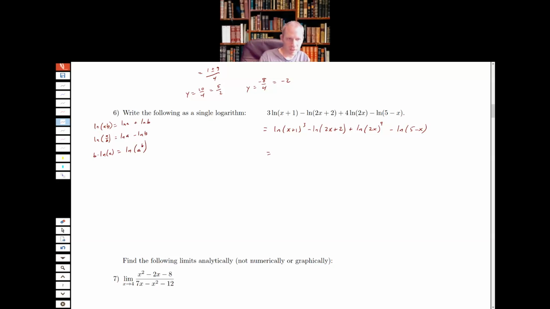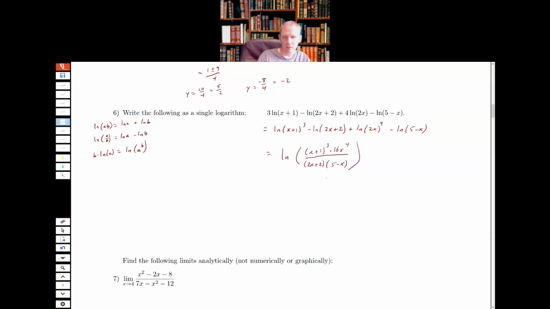Rather than do these next steps one at a time, the positive logs are added. The negative logs, the minus ln of b, just put that b in the denominator. So now I can write this as ln of (x plus 1) cubed times (2x) to the 4th. You can write that in parentheses to the 4th, but a more common way would be 16 times x to the 4th. It's a little less confusing. And then we have the 2x plus 2, and we have the 5 minus x in the denominator.